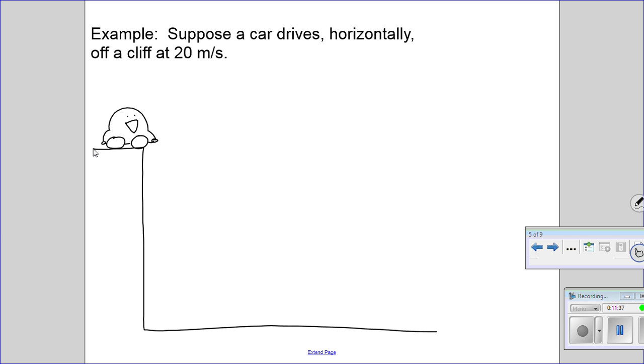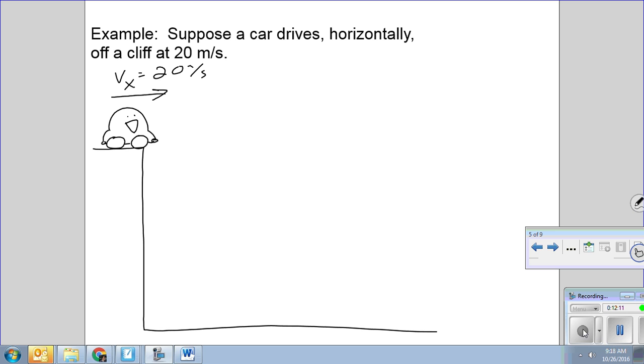All right, so our car is driving horizontally at 20 meters a second. Now, because the car is driving horizontally, I can label this 20 meters a second as my Vx, right? That's the horizontal velocity. So write that, draw that, and then we will discuss it.